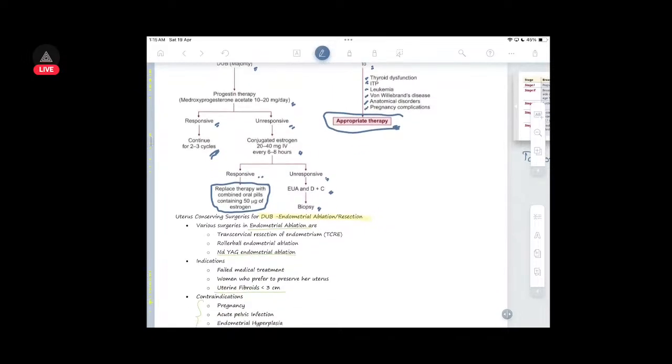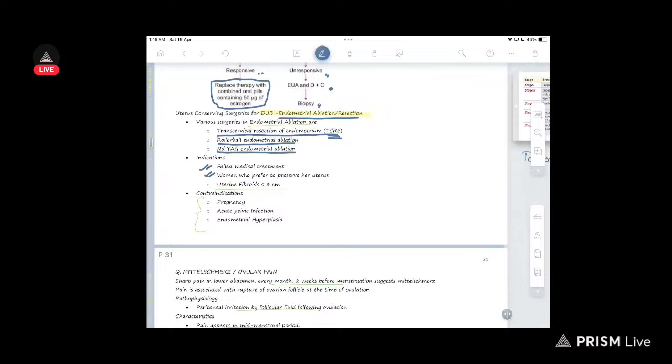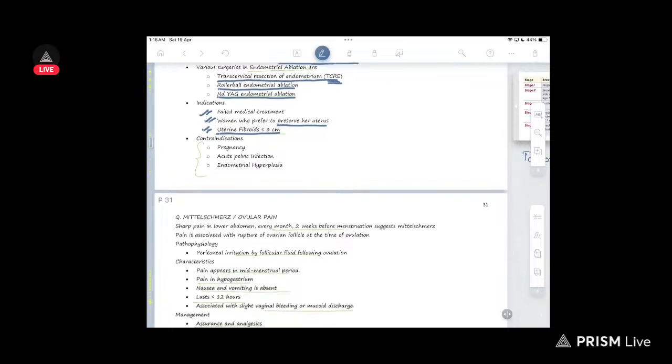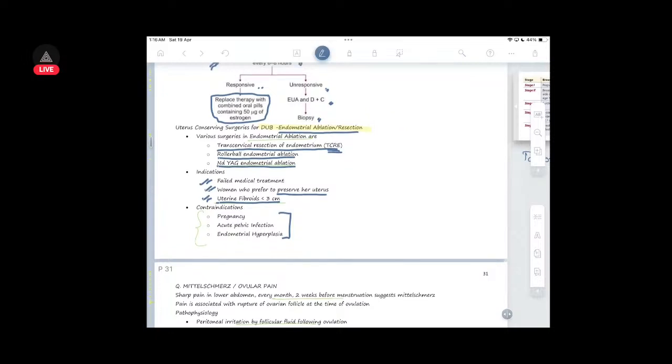So uterus-conserving surgeries for DUB are endometrial ablation or resection. Various surgeries are transcervical resection of endometrium, TCRE, roller ball endometrial ablation, and Nd:YAG endometrial ablation. Indicated in failed medical treatment, women who want to preserve the uterus, and uterine fibroids less than 3 centimeters. Endometrial ablation or resection is contraindicated in pregnancy, acute pelvic infection and endometrial hyperplasia.